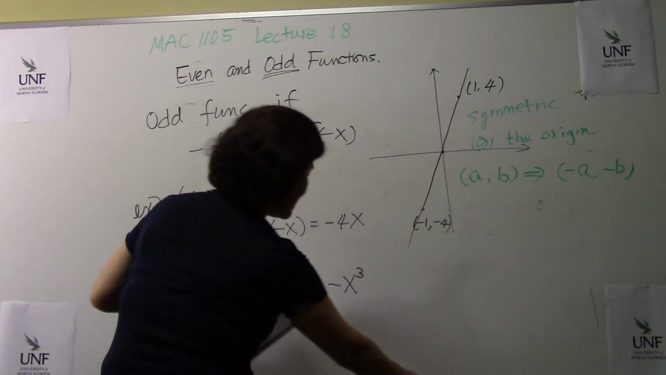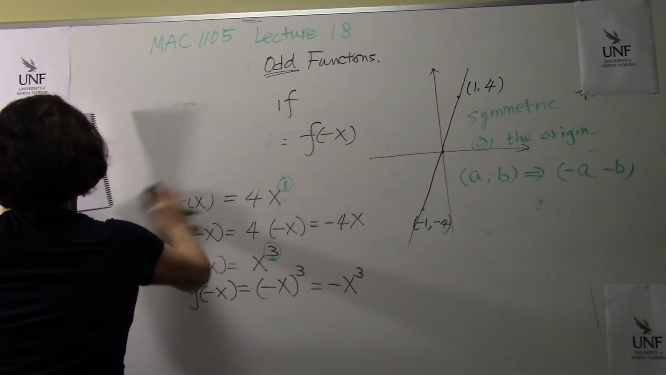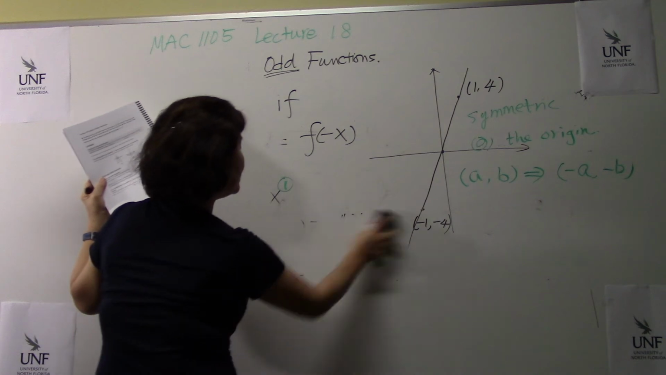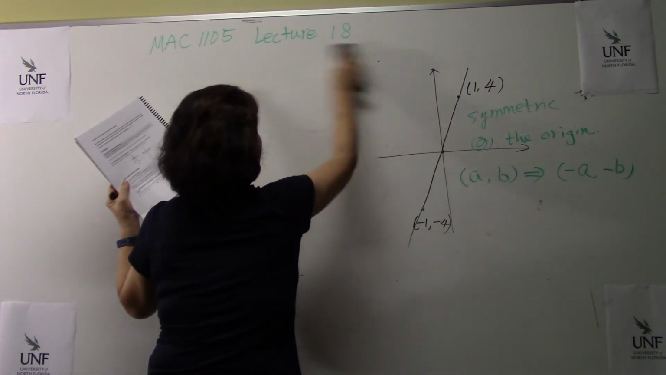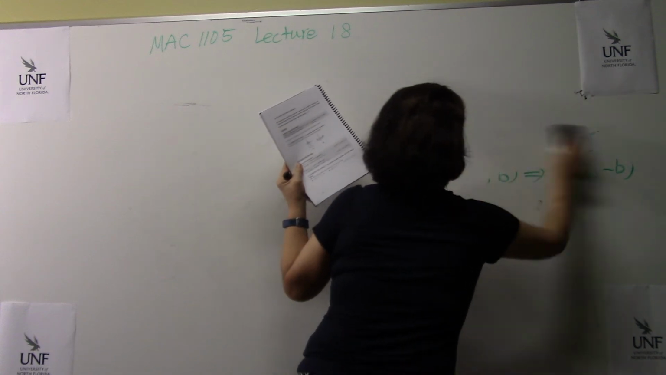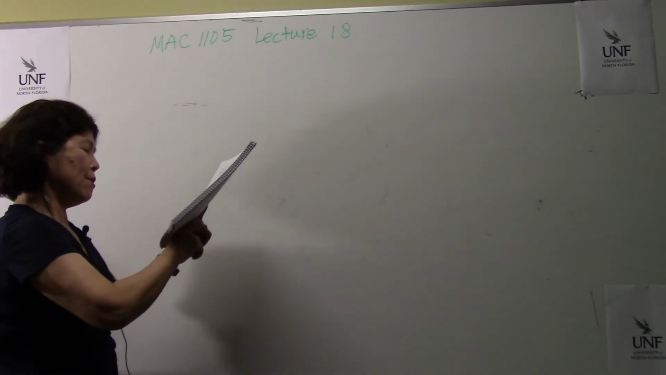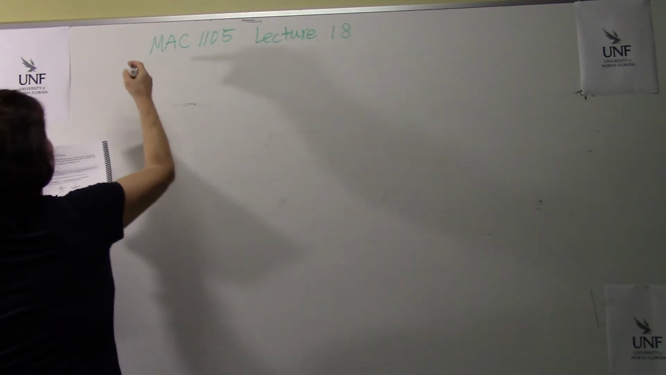So, in example 2, we are going to classify which is an even function, which is an odd function. Yes, the third category is neither. Alright? So there are 3 functions over here. Example 2.